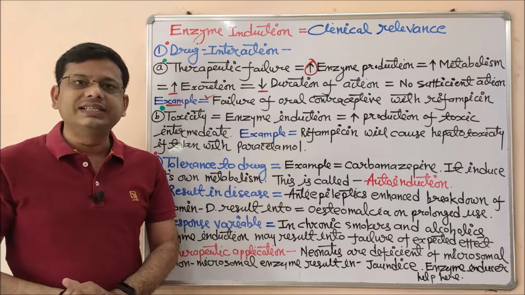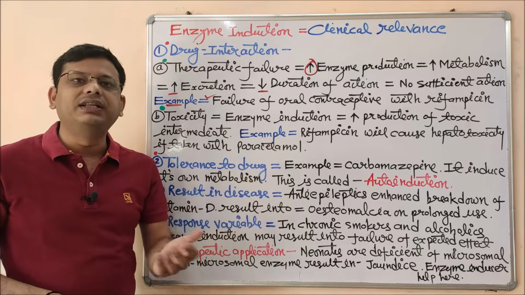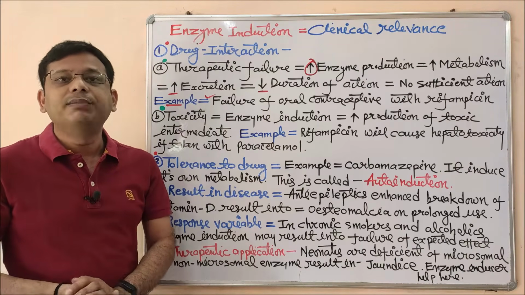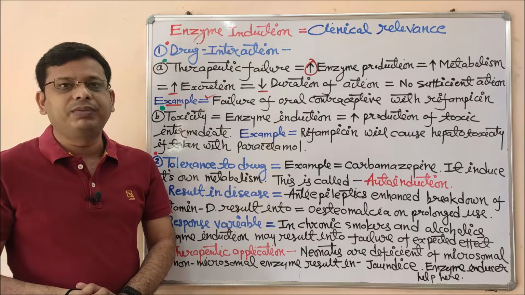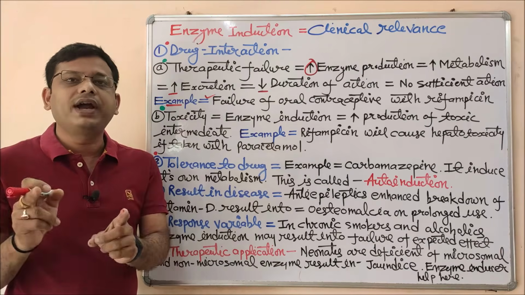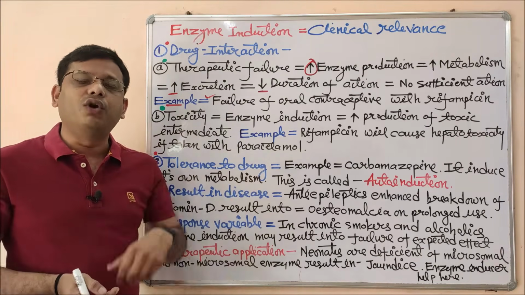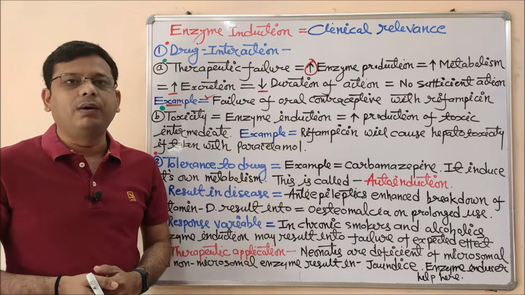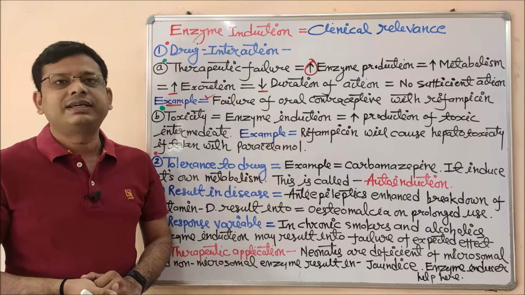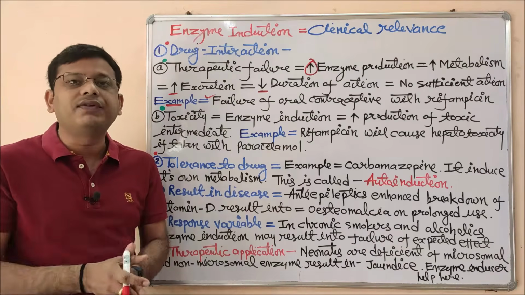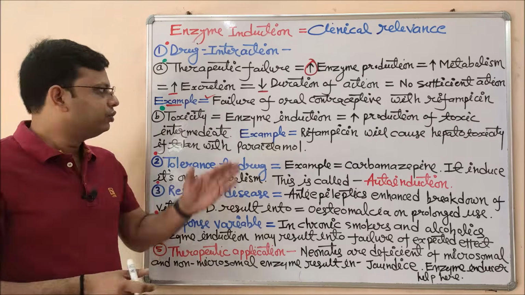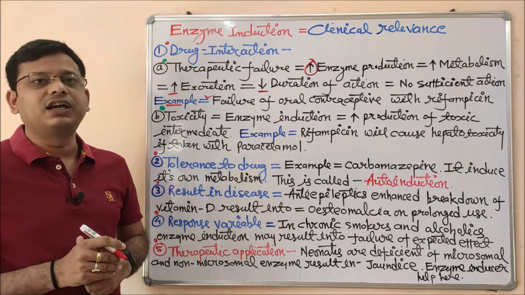So if some woman is taking oral contraceptive pills to avoid pregnancy, and if she is also having a tuberculosis problem, then she is also taking rifampicin. But if those two drugs are taken simultaneously, the effect of the oral contraceptive will be nullified or cancelled just because of the rifampicin, because rifampicin is inducing the metabolism of the particular oral contraceptive drug, and the duration of action or the pharmacological effect of the oral contraceptive will not be available for long. So this is an important example to understand drug-drug interaction.